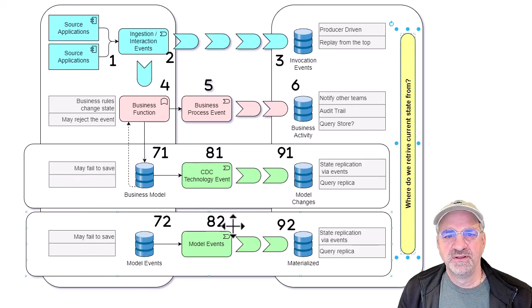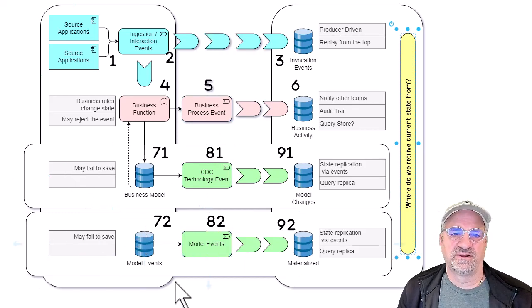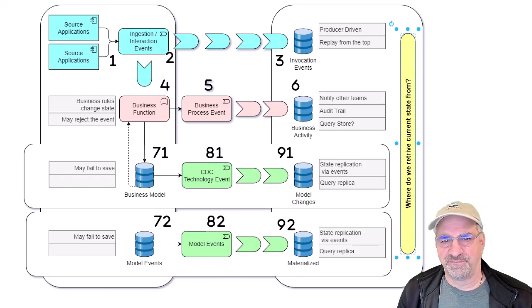And why do I have all these event streams? Because it turns out we have different kinds of events with different purposes and different utility, and you've got to make sure you pick up the right one for replicating what you think you want to replicate, right?